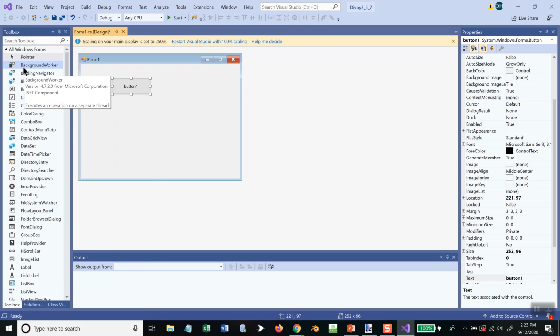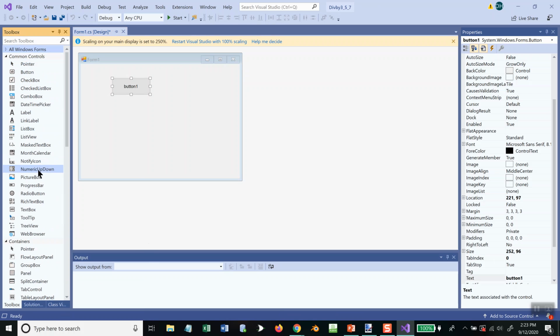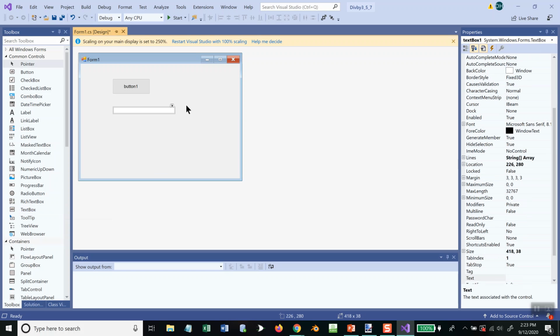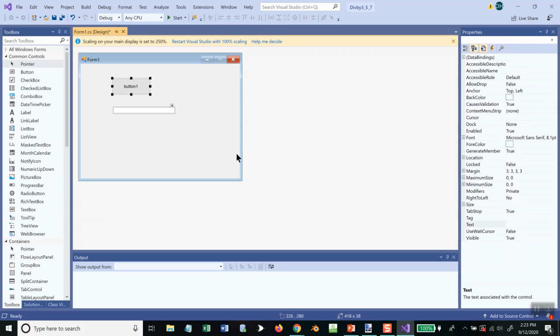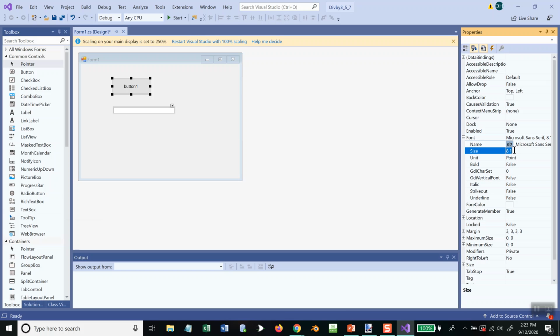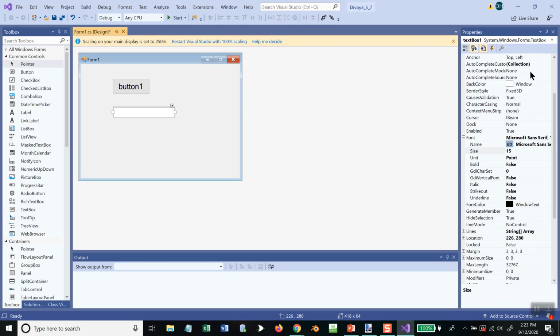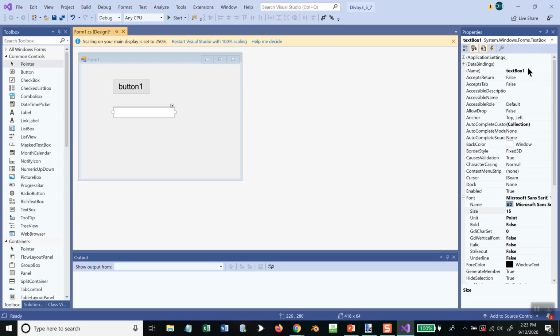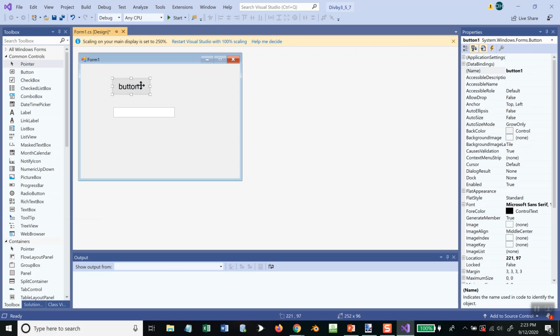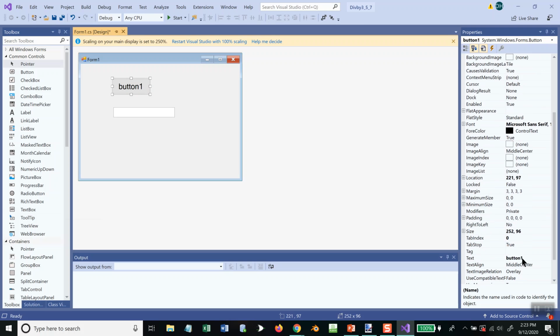I don't remember expanding that all, but maybe I clicked it just now. Okay, I'll make that a little bigger so you can see it. There we go. Give this a name so I can refer to it programming wise. So TB underscore answer, TB for text box. And I'll change this one to say calculate.